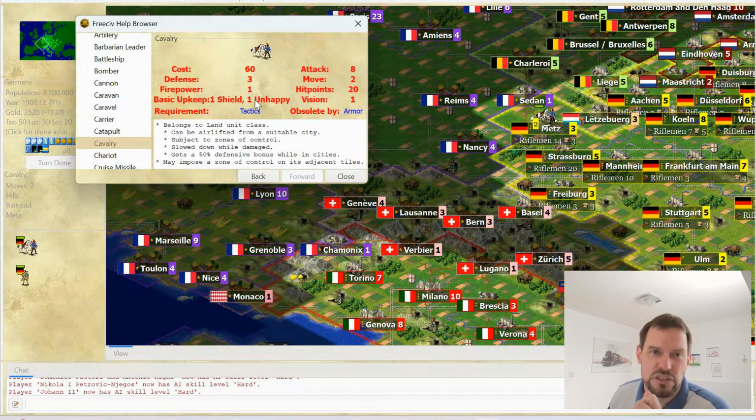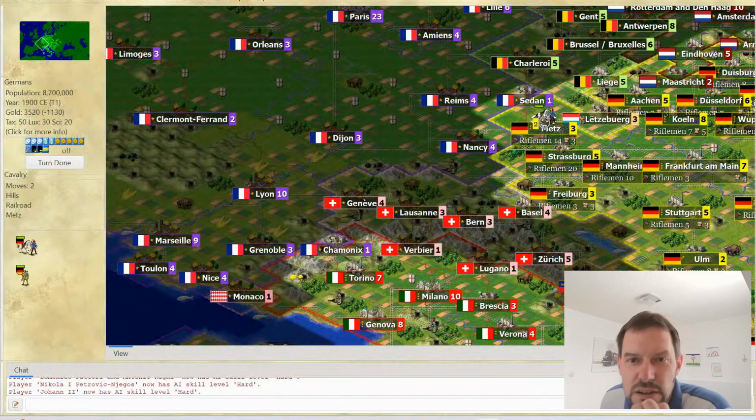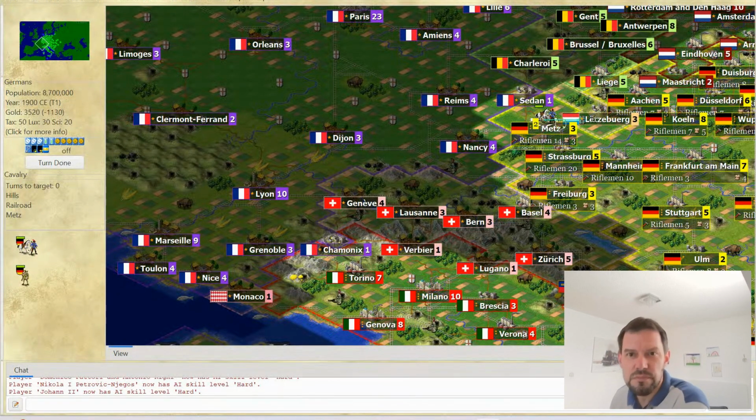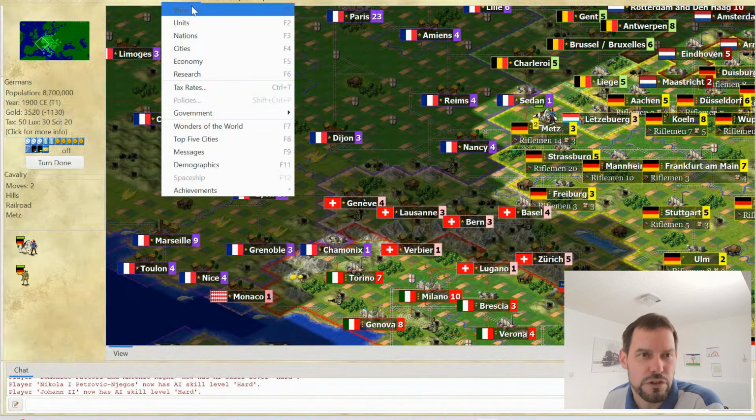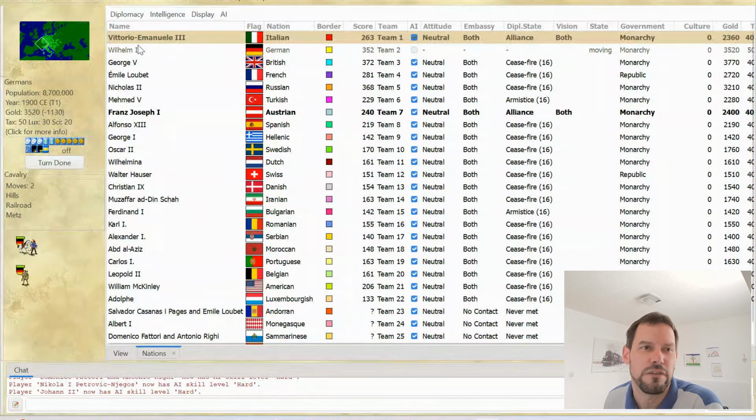The good thing about cavalry is that it has 2 move points, so it can move 2 places. Let me show you. We can directly go to Paris and need 0 move points. Why that? Because someone has built a railroad here. In order to build a railroad, you have to do certain inventions, and that is what we look at soon.